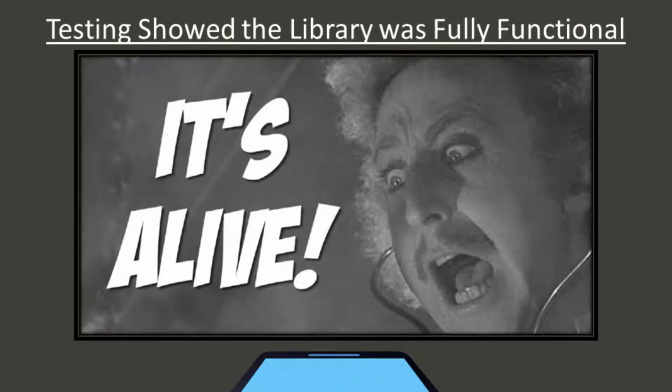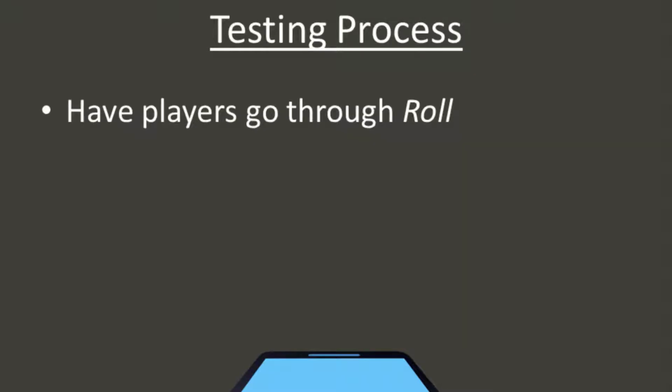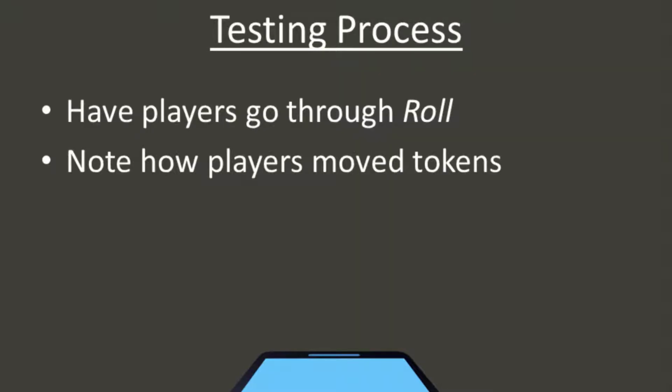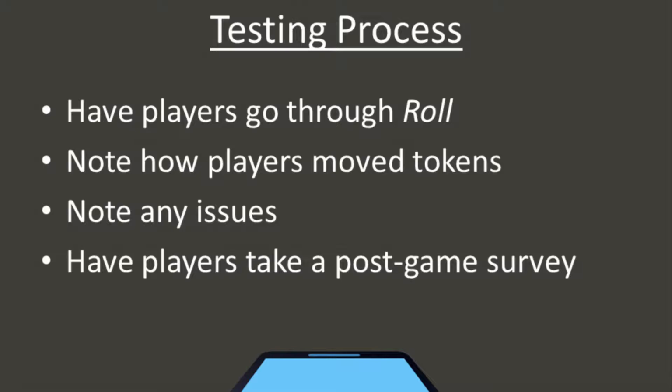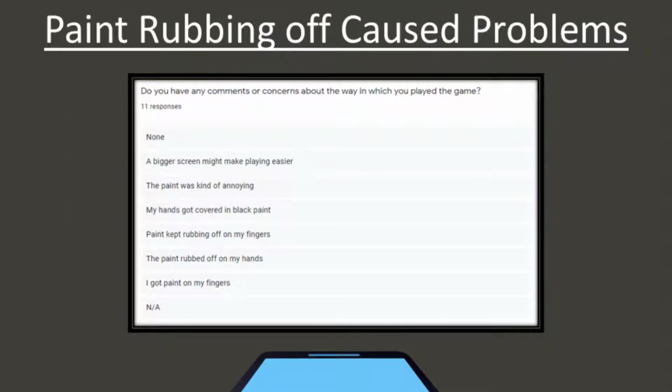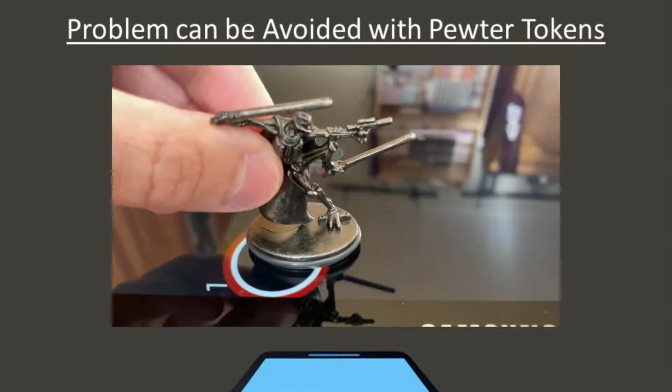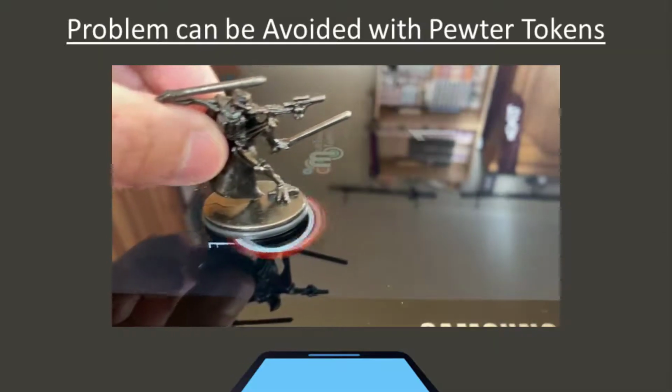By having people play this test game, I was able to determine that the library was fully functional as the game could not be completed if the library functions were not working correctly. The testing consisted of having players go through the entire game while I noted how they moved the token, noted if any issues occurred, and had the player take a survey after the sessions to see if they noticed any issues. The only issues that arose were from the paint rubbing off on the low fidelity tokens and thus making it hard for them to be detected if too much paint was rubbed off.